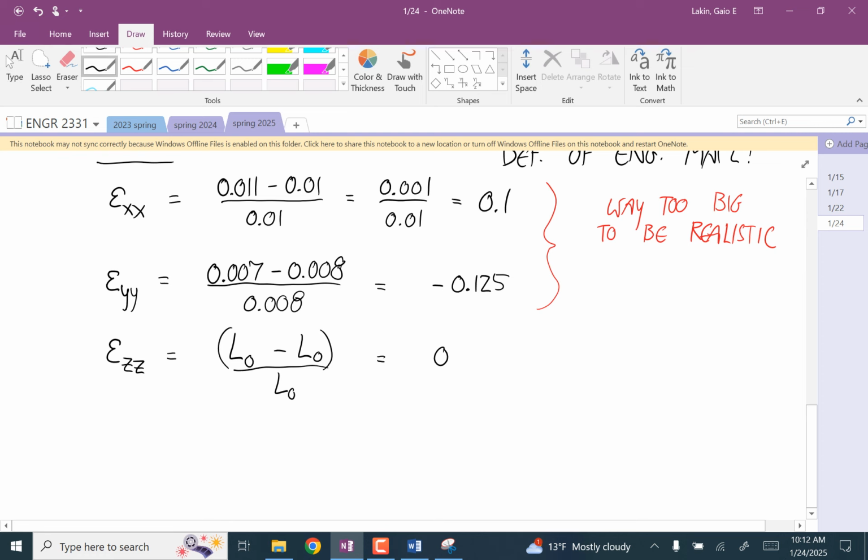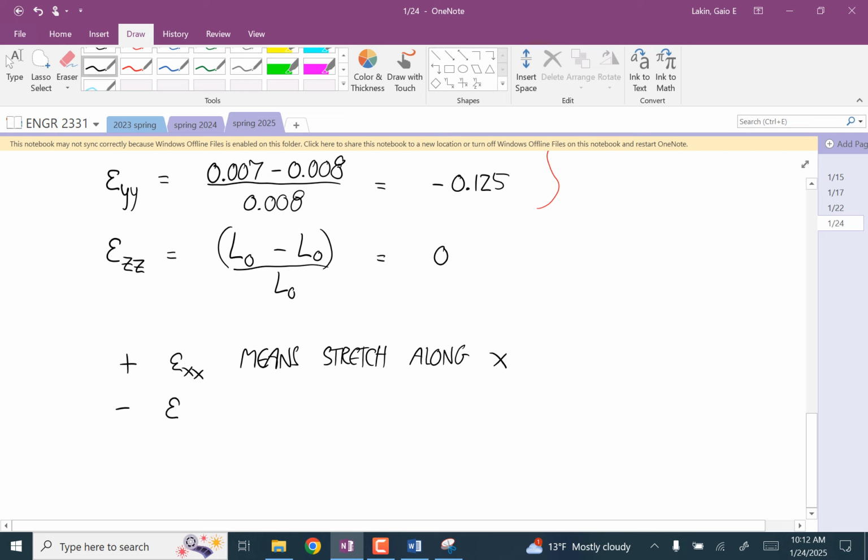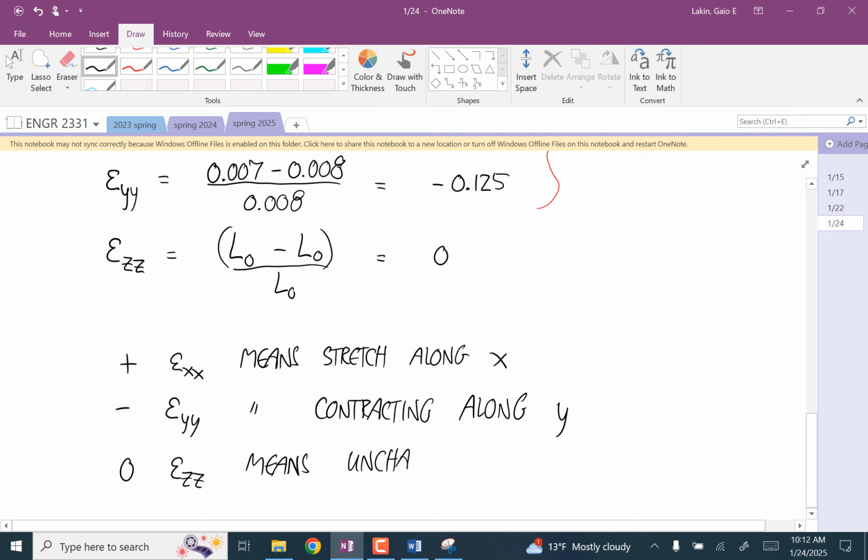Okay, so positive epsilon xx means stretching along x. And the negative epsilon yy means contracting along y. The zero epsilon zz just means that it's unchanged along z.